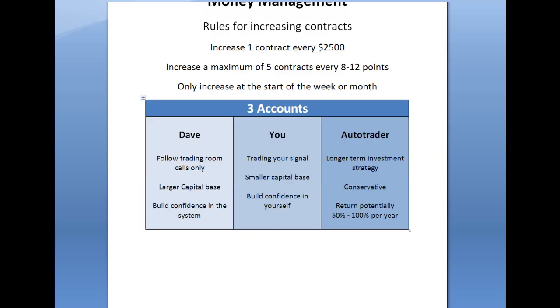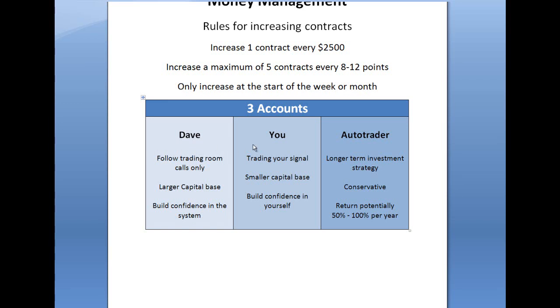When you open your accounts, it's a smart idea to open up 3 separate accounts. And the reason for this, we want you to develop yourself as a trader. We also want you to be profitable. Okay, so we know if you follow the 21st Century E-minis rooms, we'll be profitable over a series of trades over a longer amount of time.